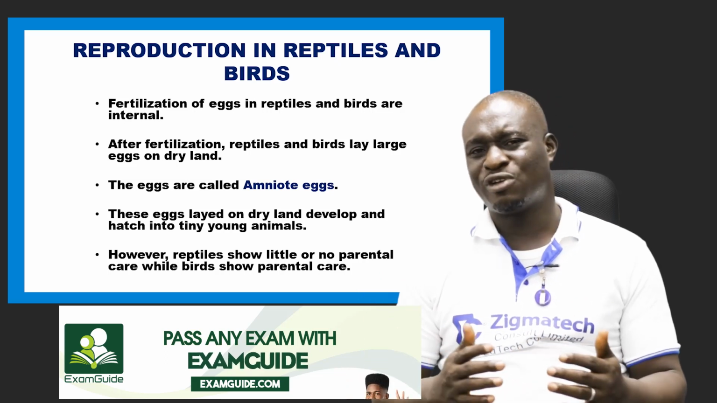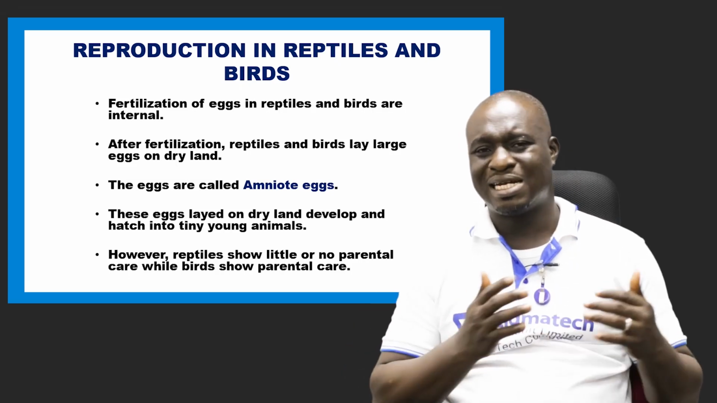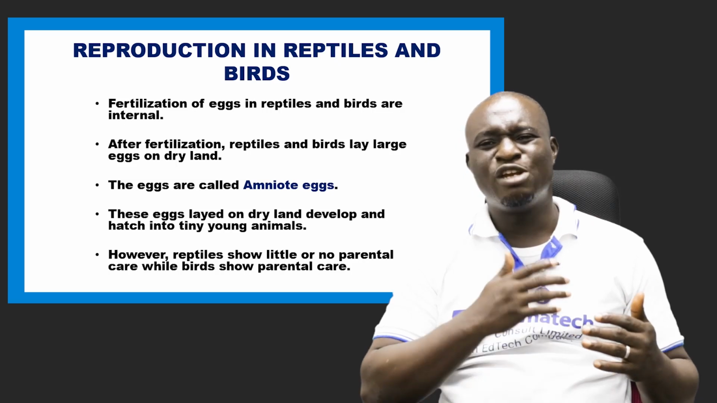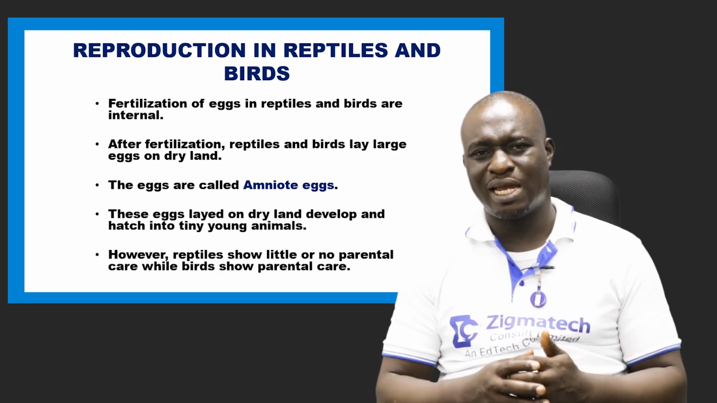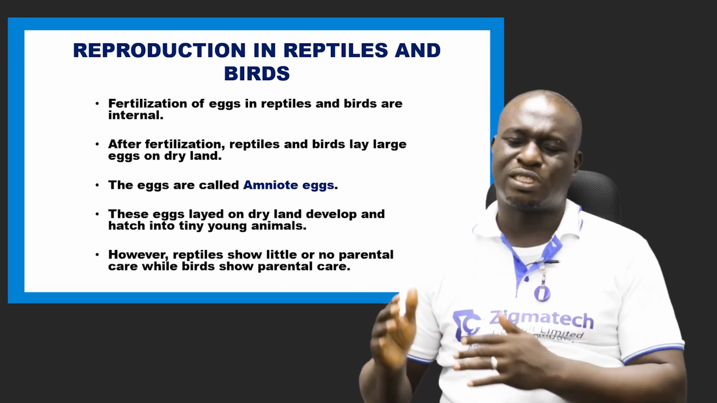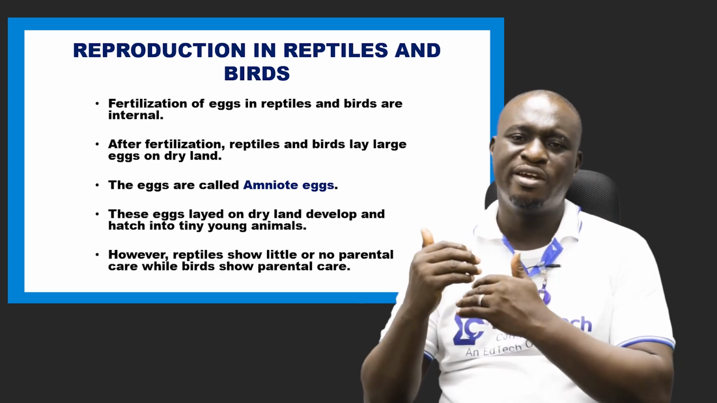Now, another major difference between the eggs of birds or reptiles and that of fishes and amphibians is that fishes and amphibians lay numerous eggs, in thousands. Okay, they're in batches. But in terms of the eggs of reptiles and birds, they are actually few.